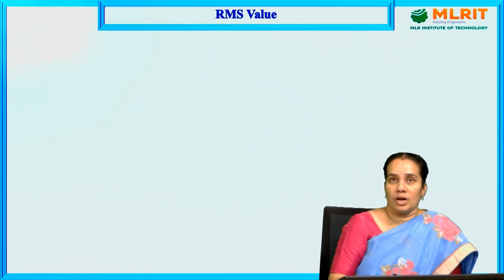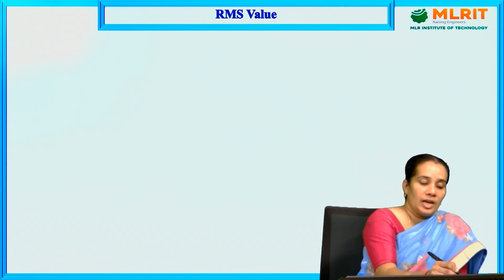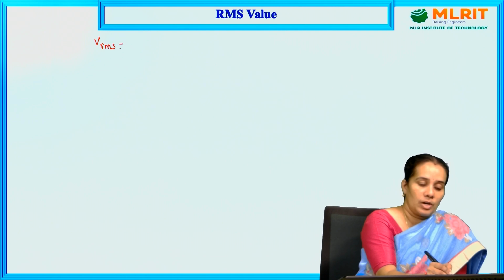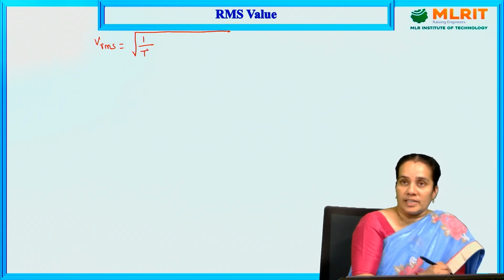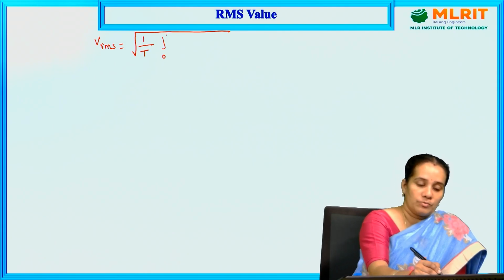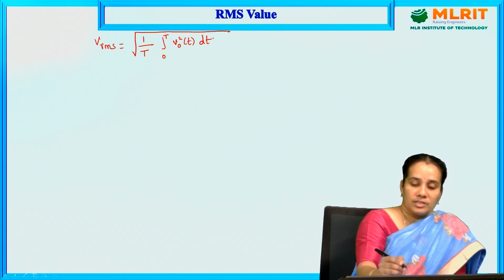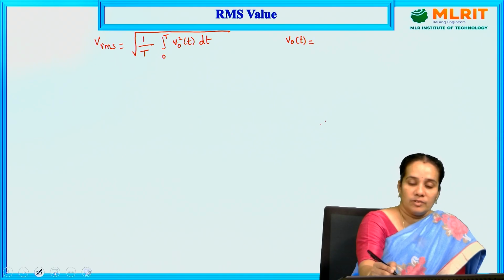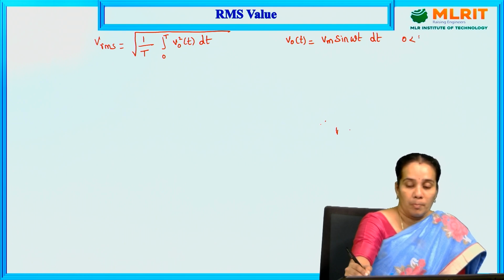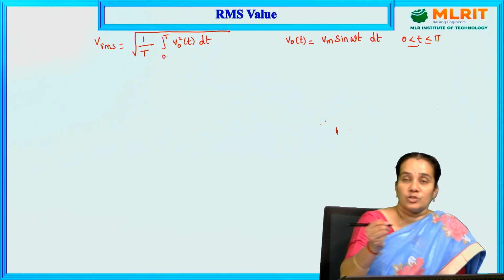Next, RMS value. RMS value means root mean square value. So VRMS can be calculated as the square root of the mean value. What is meant by the mean square value? It is 1 by the total time period, the integral from 0 to the total time period of the mean square value, V0 of t squared, dt. What is V0 of t? Here every cycle repeats for 0 to pi radians, so t varies from 0 to pi radians.